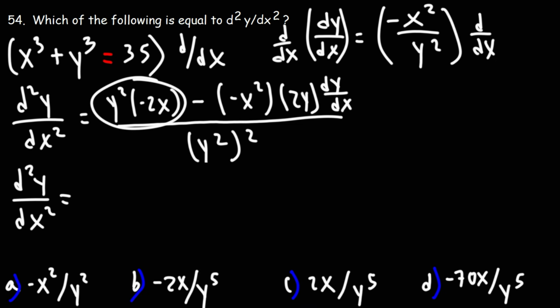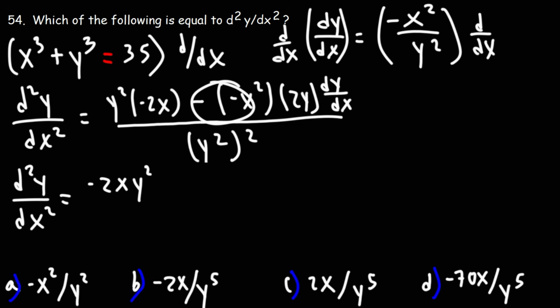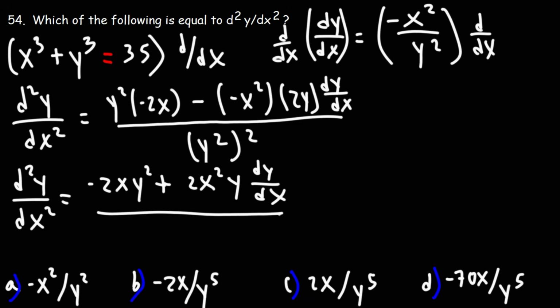So multiplying these two, we're going to get negative 2x y squared. Here we could cancel the two negative signs, so it's going to be plus 2x squared y and then times dy dx. On the bottom we have y squared squared. 2 times 2 is 4, so we get y to the 4th power.